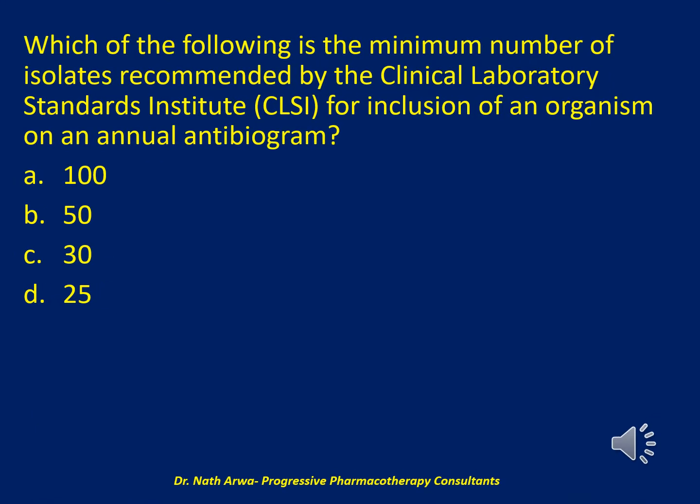And the next question reads, which of the following is the minimum number of isolates recommended by the Clinical Laboratory Standards Institute, abbreviated as CLSI, for inclusion of an organism on an annual antibiogram? Is it A. 100, or B. 50, or C. 30, or is it D. 25? I will give you 10 seconds to choose the correct answer to this question from the listed options.